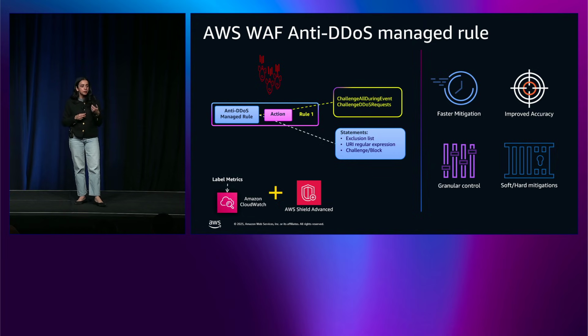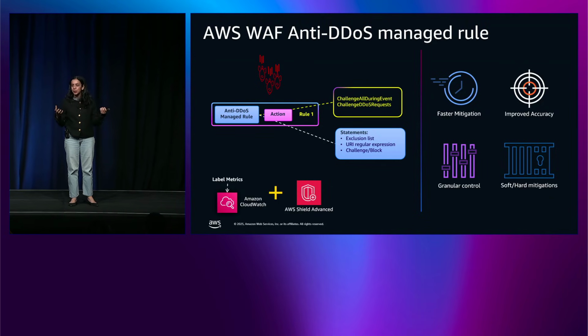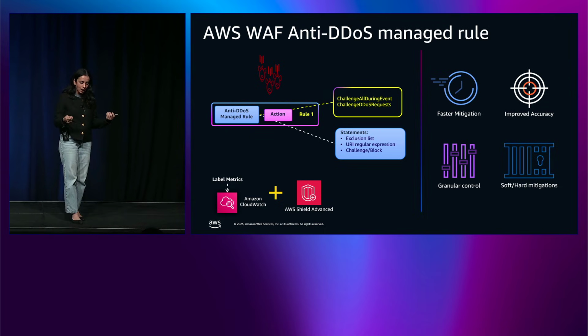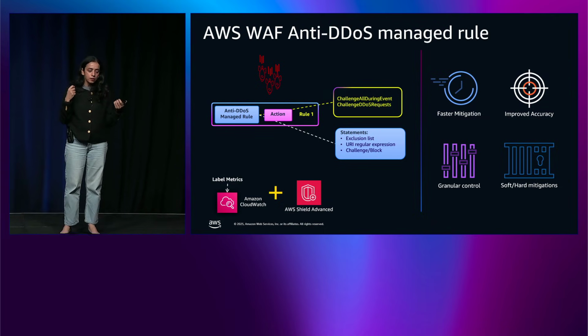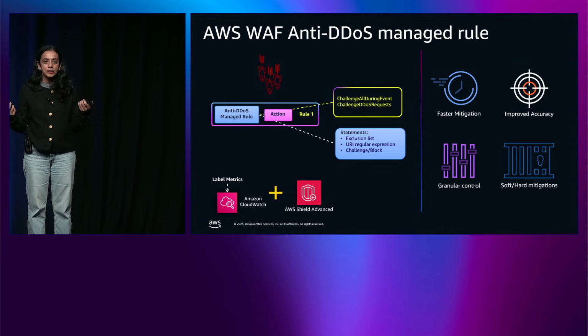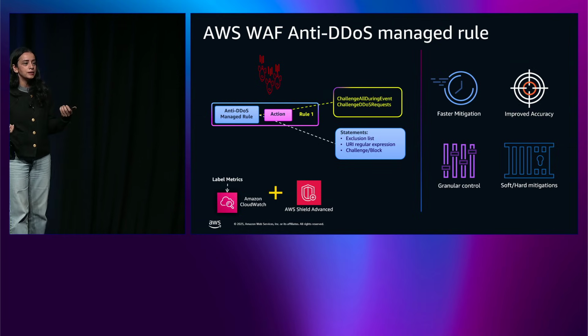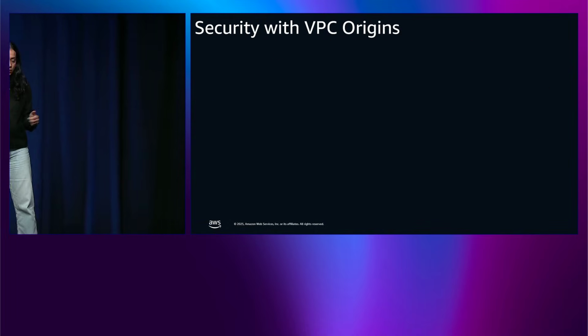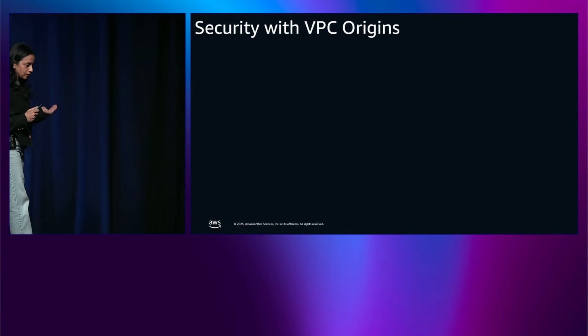And this new DDoS Layer 7 rule is available with Shield Advanced. Shield Advanced is a bundled product. It's a subscription-based product that we have. And with Shield Advanced, you have 50 billion requests that can be examined using the Layer 7 DDoS protection. So this is one of the things that we introduced this year.